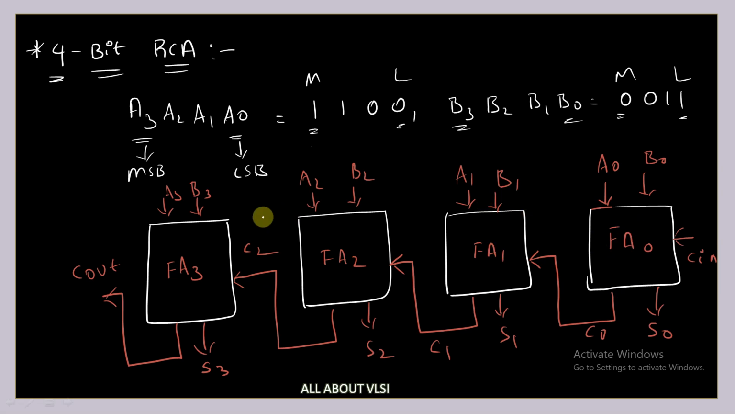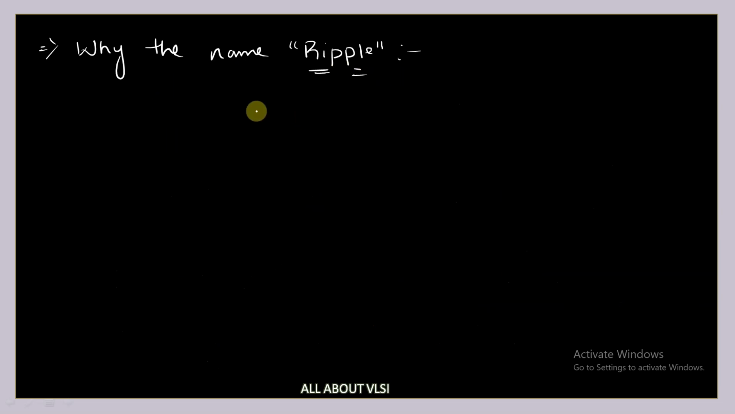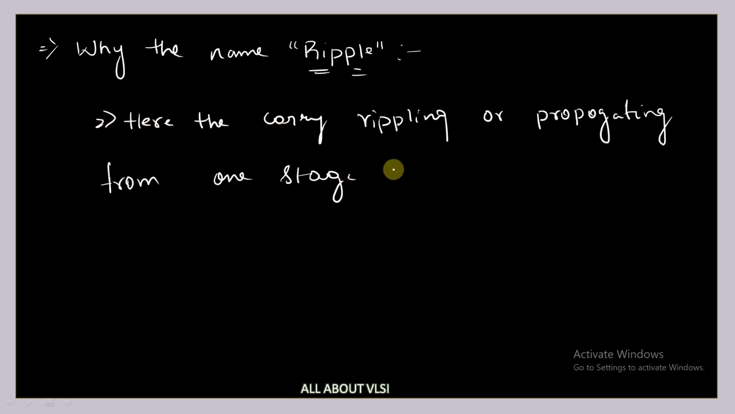If you see waves, those are rippling, right? Like that only, here the carry is rippling from one stage to another stage; the carry is propagating from one stage to another stage. So that is why it is known as a ripple carry adder. Here I will write down that the carry is rippling from one stage to another. That is the reason we are calling this a ripple carry adder.